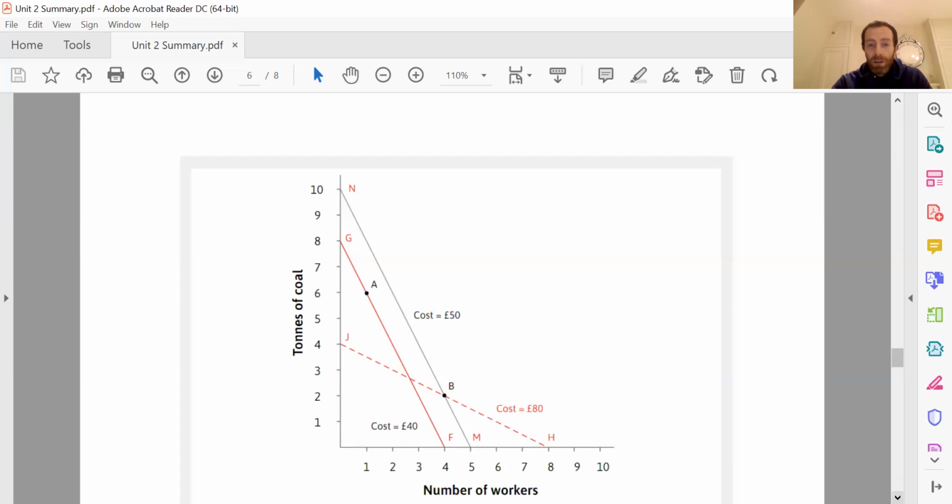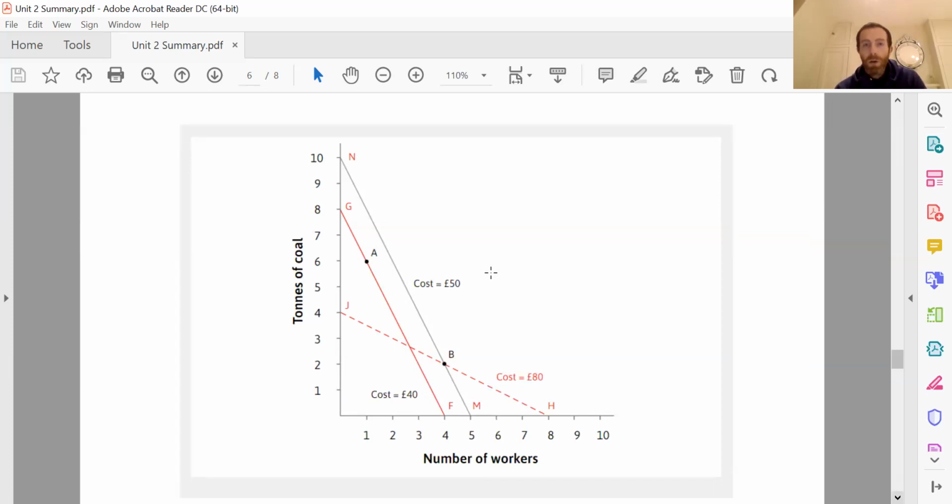In particular, we are going to imagine that the wage is still 10, so that hasn't changed, but now the price of coal has fallen down to 5. If we again think about the equation of these isocost lines, remember it's minus W over P times L plus C over P. So a change to the price is going to have an effect on the slope. It'll also affect the y-intercept, but most importantly for us, it's going to change the slope.